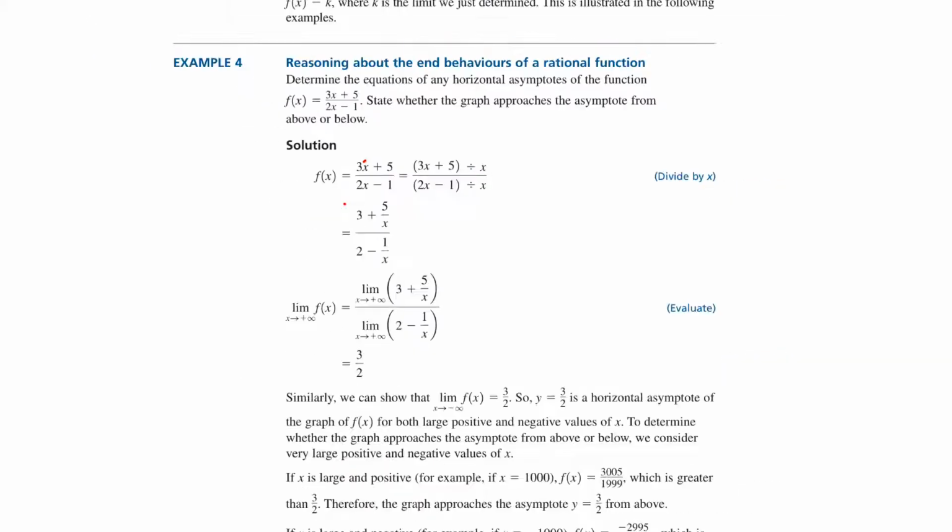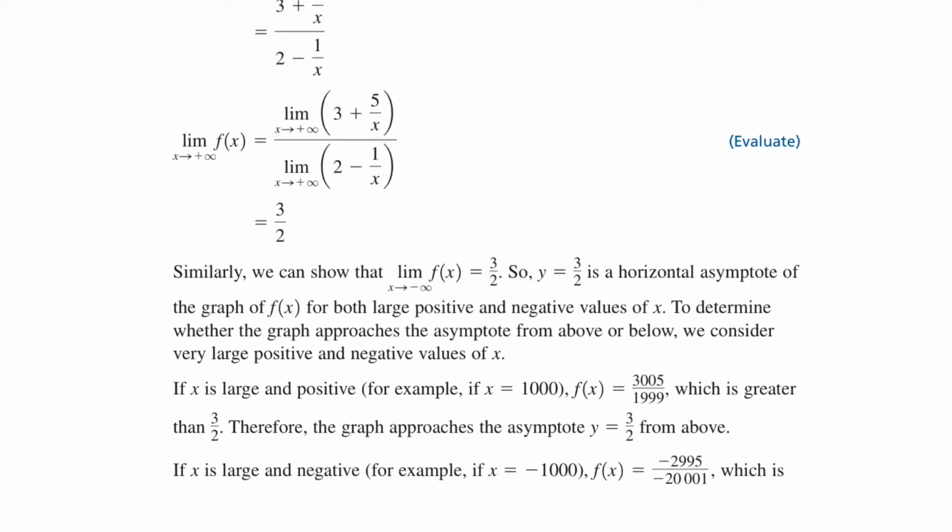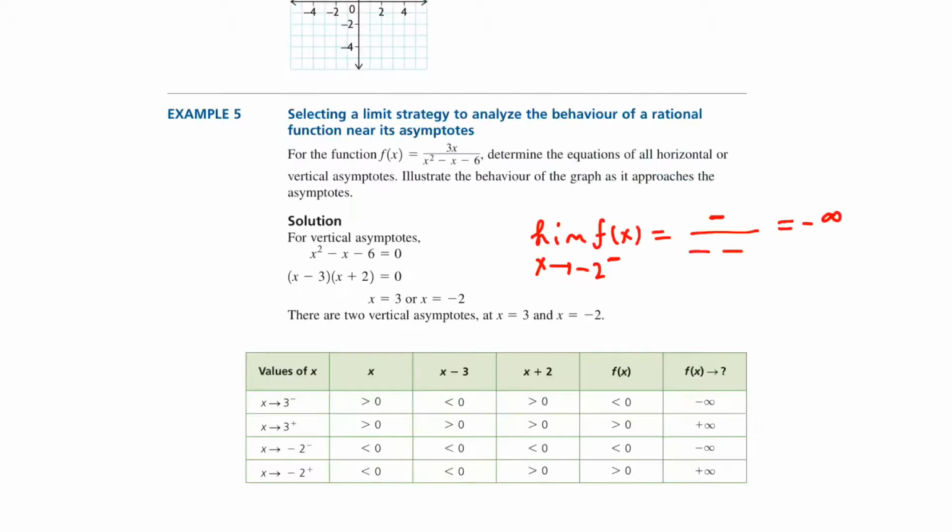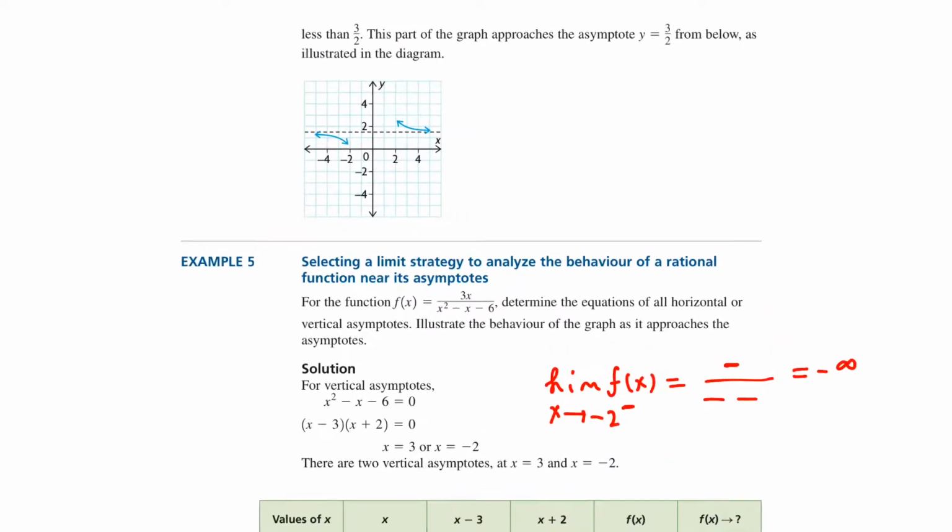To see if the graph of the function is above or below 3 over 2 at positive infinity, we find f of 1000. F of 1000 is 3005 divided by 1999, and it is greater than 3 over 2. Therefore, the graph of the function at infinity is above the horizontal asymptote on the right side, positive infinity.